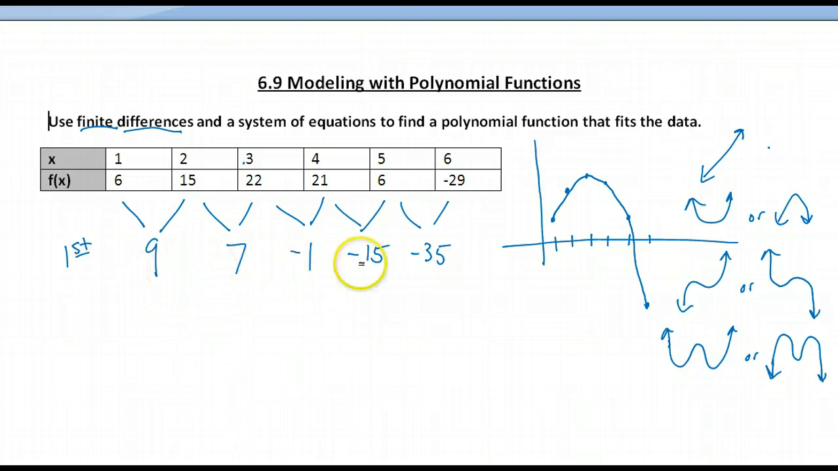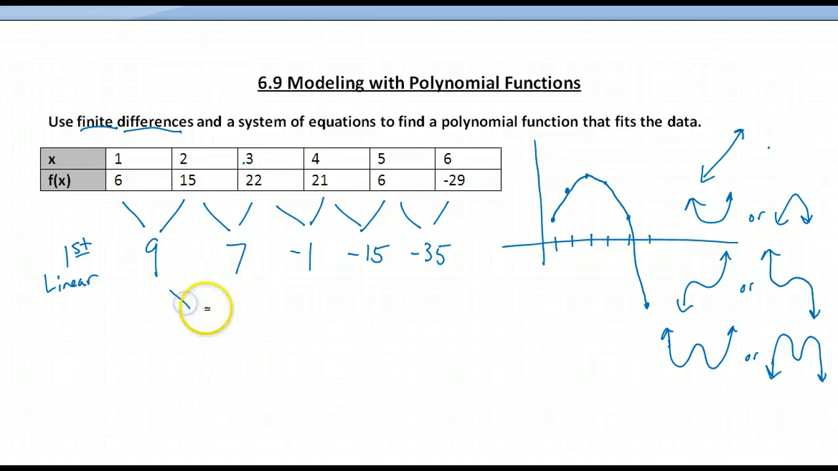If all of these numbers across here were constant, if they were all the same, I'd be working with a linear polynomial. These numbers are different. They're not all the same, so my polynomial is greater than a linear polynomial, which we can kind of see from our graph. This is definitely not going to be a line. So let's go to our second order difference. So I'm going to subtract again.